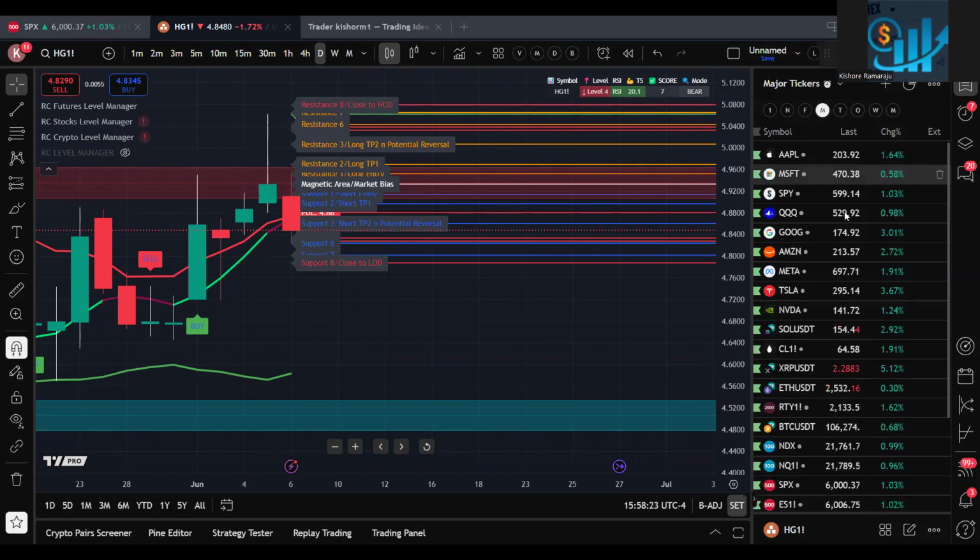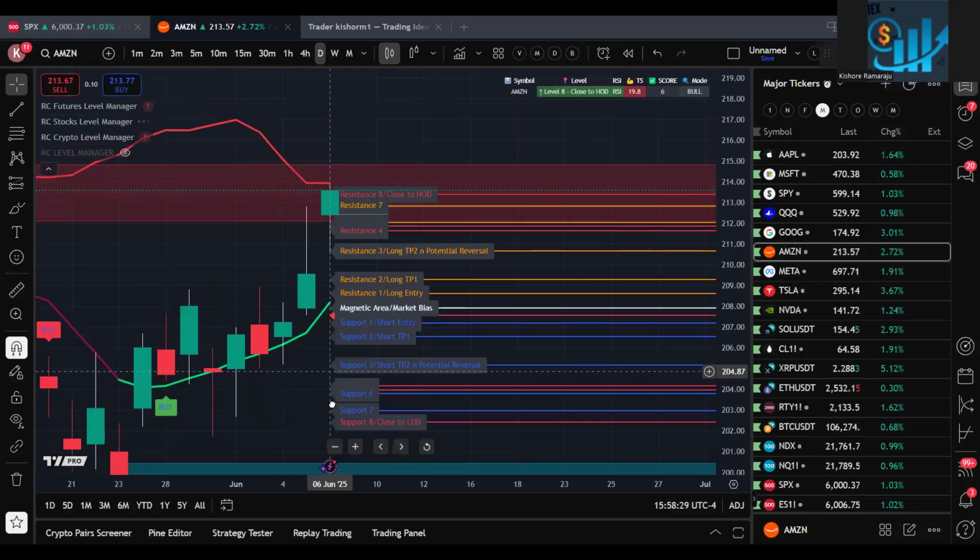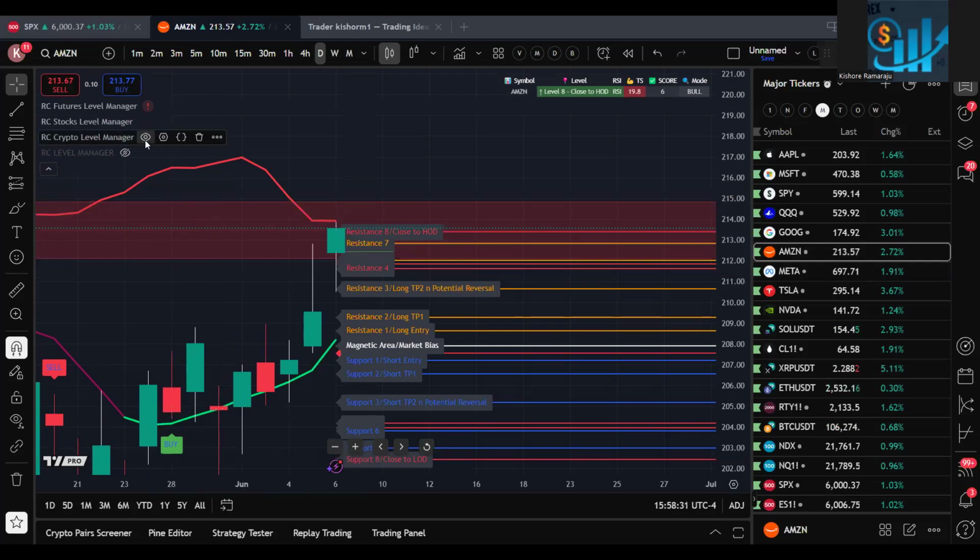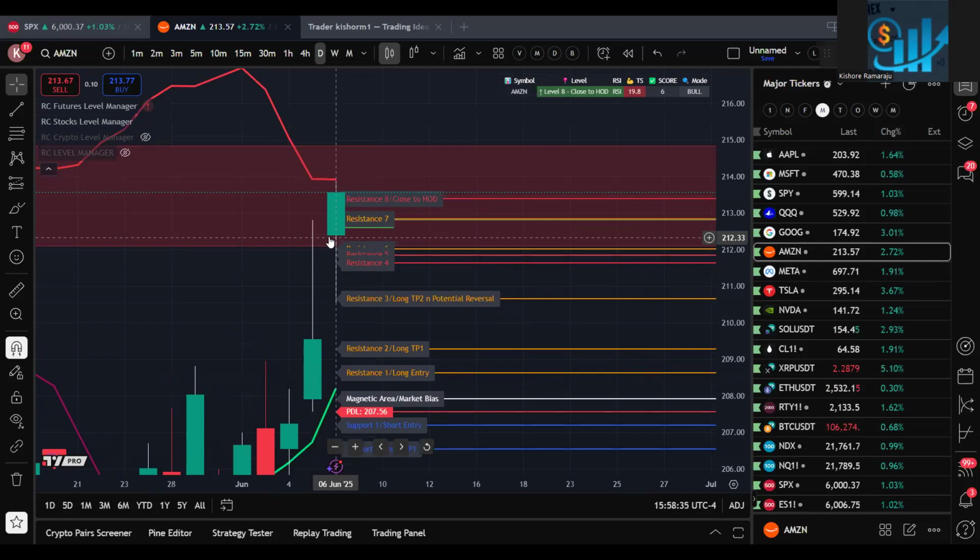In the same way, you do the same thing for stocks also. So, what do you think about Amazon? Right? Your open is above the magnetic area. Your close is also above the magnetic area. So in a higher time frame, you always look at the trend or direction. In a daily time frame, you are looking at what is the overall direction.